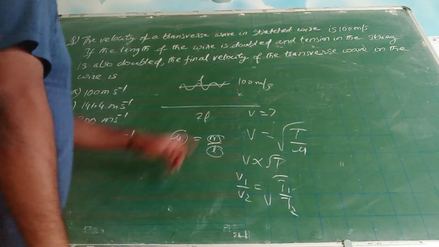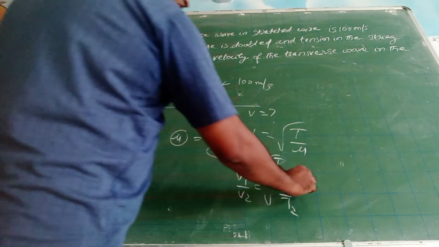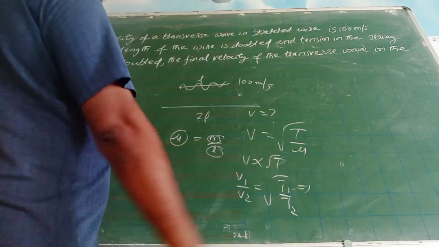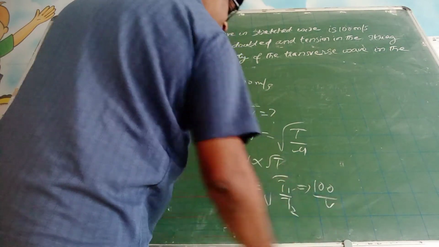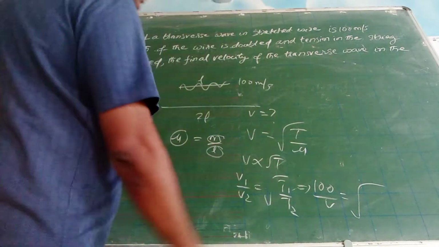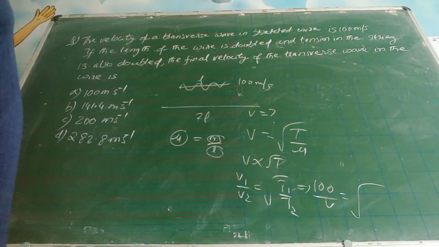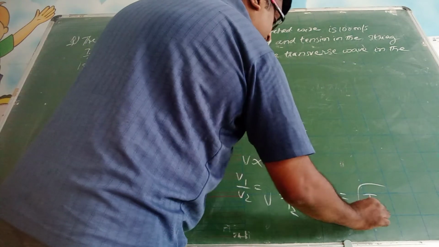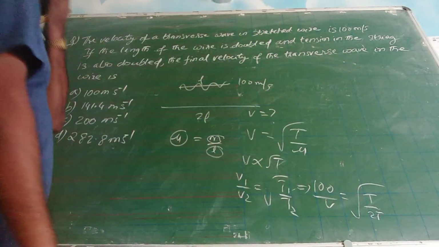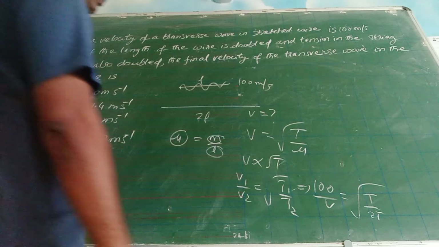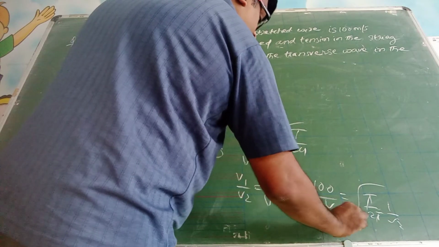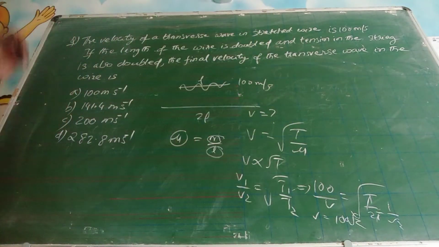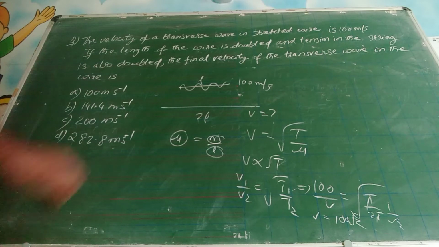Okay. So the first velocity is given as 100. So we'll write it like this. v2, let us say, is the final one, and v1 is the initial one. So 100 by v is equal to root of initial tension T and the final tension is 2T. Okay, the final tension is 2T. So here what are you getting? 1 upon root 2, right? So v is equal to 100 root 2. So root 2 value is 1.414, 100 into 1.414, 141.4 is the answer.